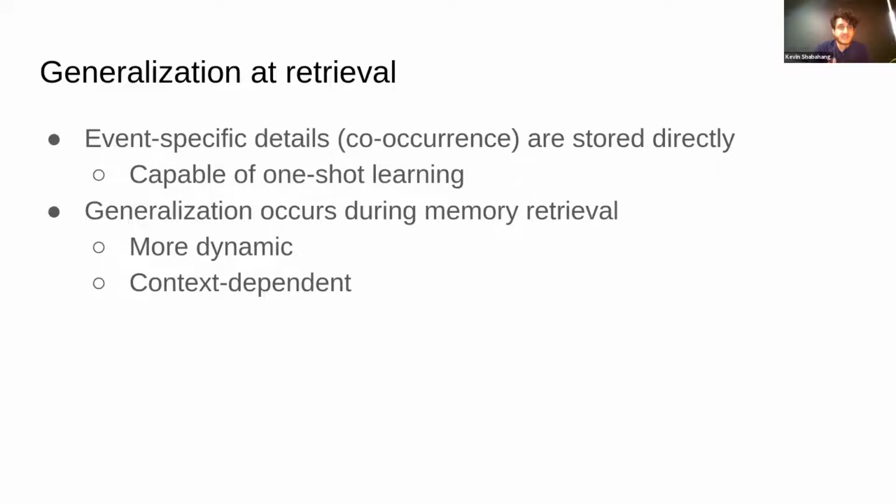So just to sum things up, we only encode the event level, specific details. So these are the direct associations. This enables the system to learn with one shot. And we generalize during retrieval using a memory queue. This makes the system more dynamic and context dependent in its formation of semantic representations.